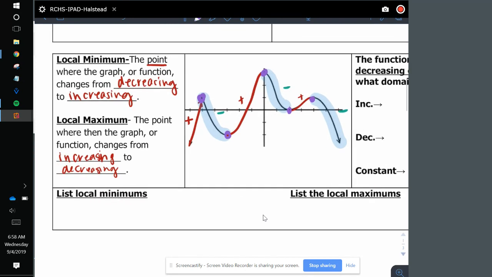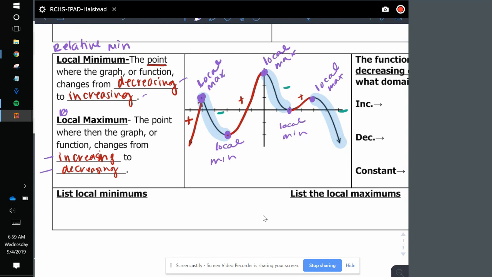So we're going to go back to the definitions. If we're changing from increasing to decreasing, then you have a local maximum. So this is a local max. This is a local max. And a local max. If you're changing from decreasing to increasing, you have a local min. I've also seen these called relative maxes and relative mins. It's just like the maximum or minimum in a certain area.